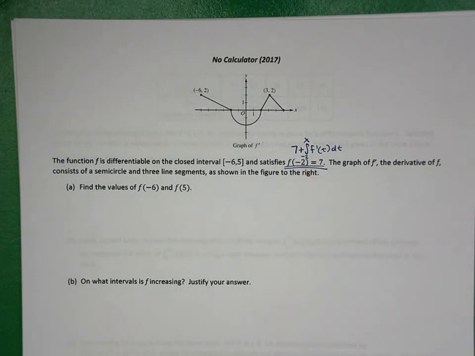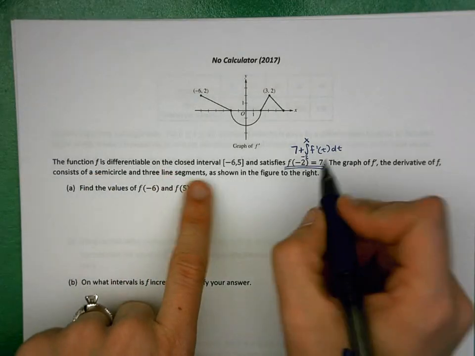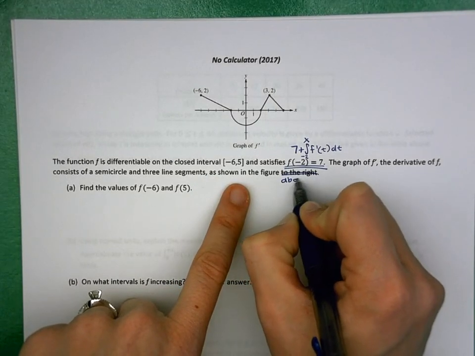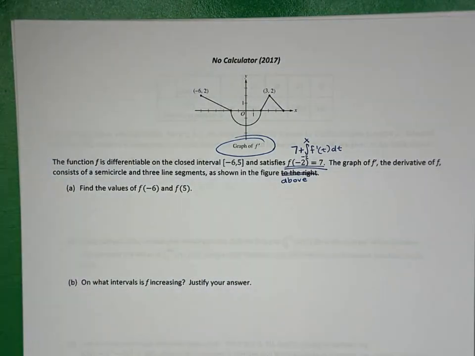Okay. The graph of f prime, the derivative of f, consists of a semicircle and 3 line segments and is shown in the figure above. Sorry, I reorganized the page to fit better for printing, so it should be above. And then I talked about in the video on Monday, I always make sure to take very careful notice of what graph I'm looking at, because that, potentially speaking, is going to change how I read my function.